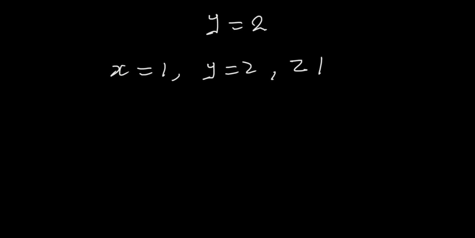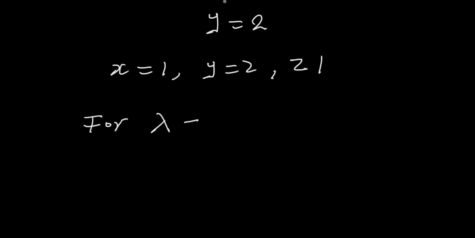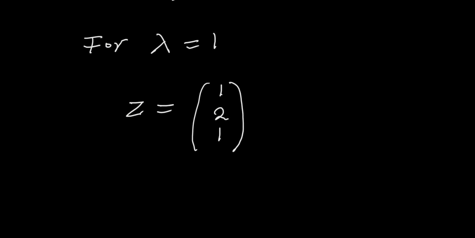So the eigenvector for z equals 1, 2, 1 corresponds to lambda equals 3 and not 1. Please take note of this. Lambda equals 3. Okay, so this is the answer to this question.